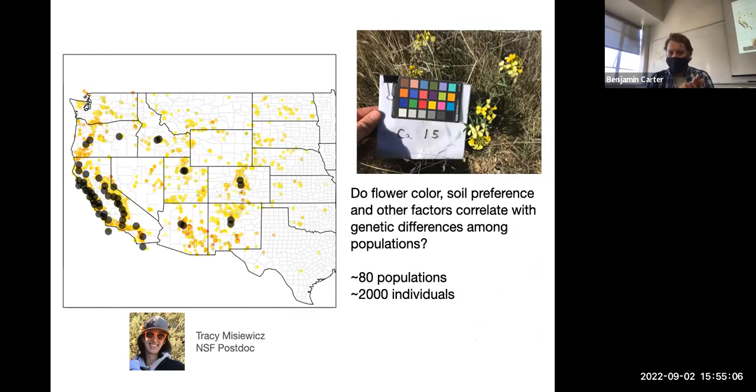She's got about 80 populations sampled, and she's working up the genomic data right now, about 2,000 individuals from across those 80 populations. We've also got calibrated images to take a nice fine scale look at color variation within these populations, to help us understand how patterns of gene flow across the range distribution correspond to things like flower color and climatic gradients and soil type and all these things. So a lot of fun projects just getting going with the wildflowers.